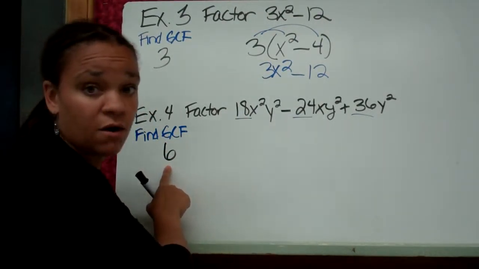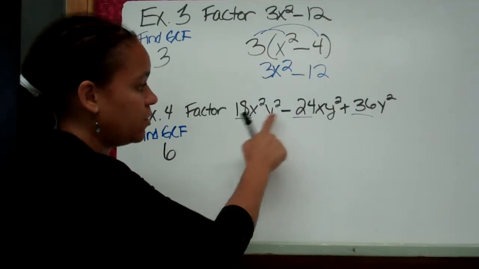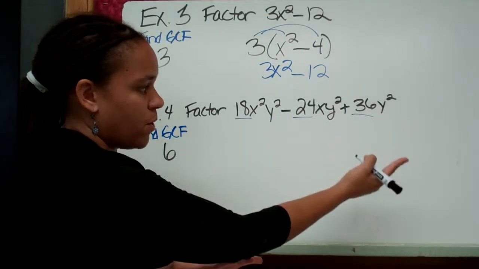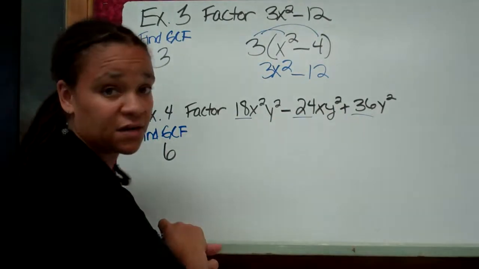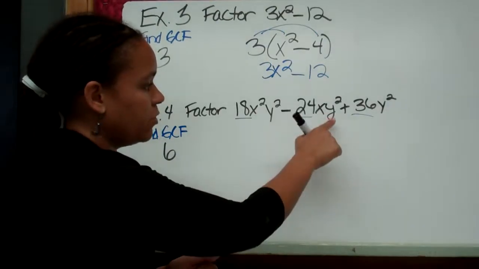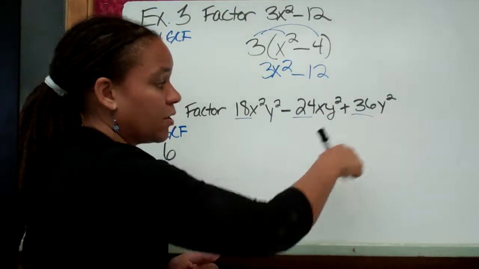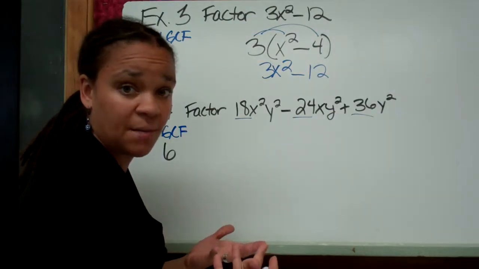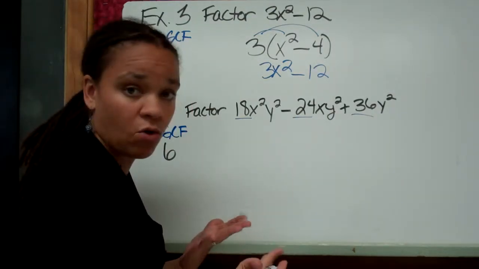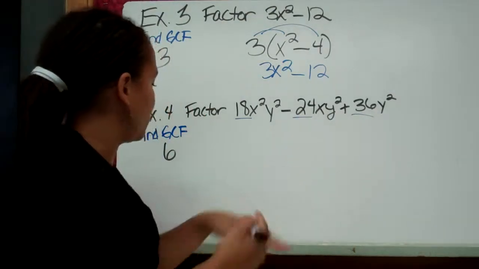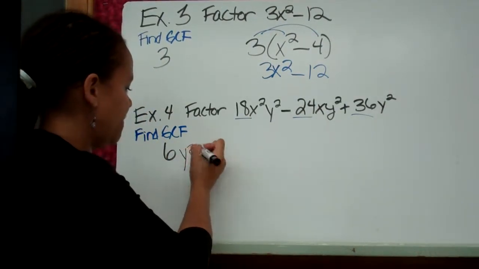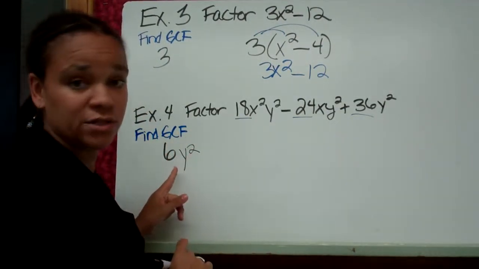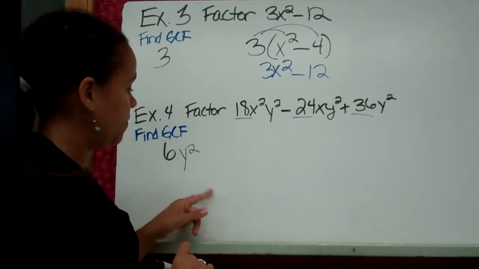But now let's look at our variables. We have x squared, we have x, and there's no x in the third term, so x is not even an option. Y squared, and y squared. Great, so the most that they have in common is y squared because all three terms have y squared in them. So our GCF here, our greatest common factor, is actually 6y squared.